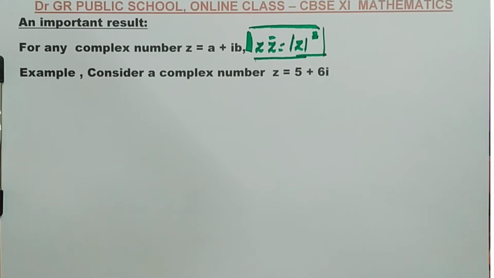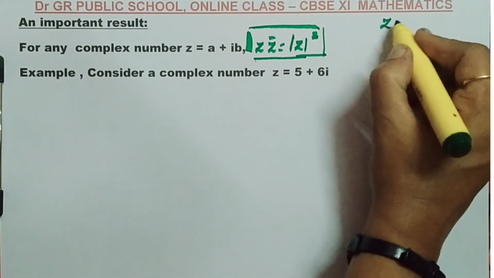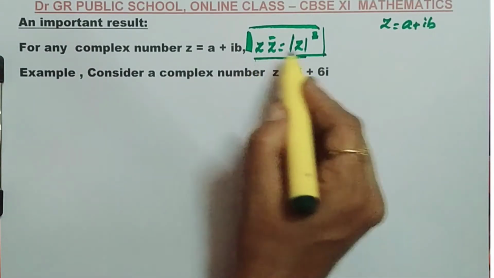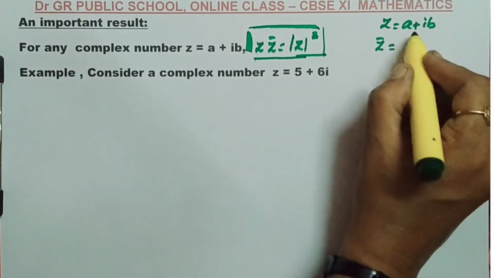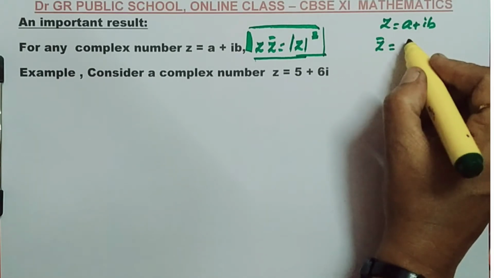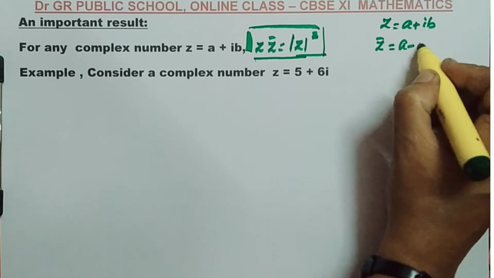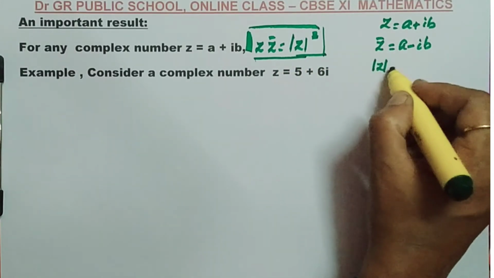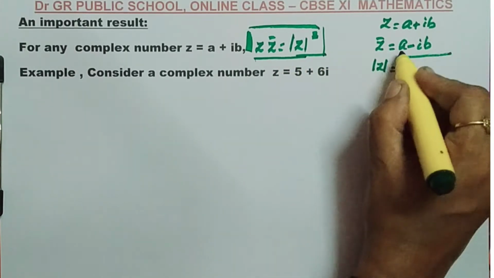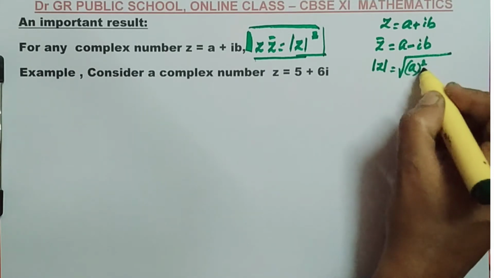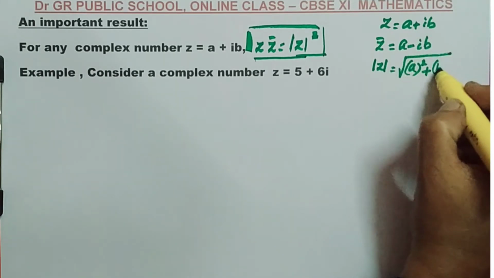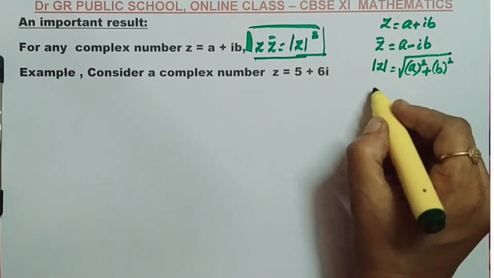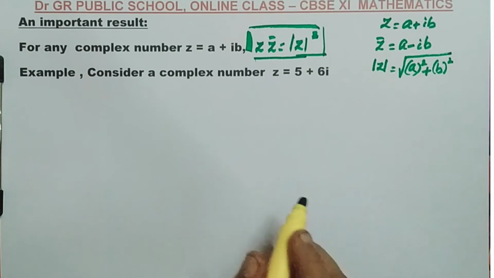Here, you know that z equals the complex number a plus ib. Then what about z bar? Z bar is the conjugate of this number. How to find the conjugate? Change the sign of the imaginary part. Then the last one, mod z. What is mod z? Mod z is equal to the square root of the real part the whole square plus the imaginary part the whole square. Then if this is mod z, what about mod z square? The square root gets rid of.